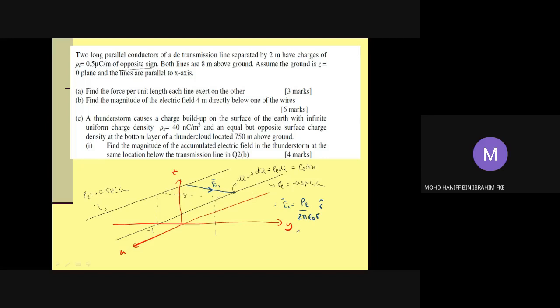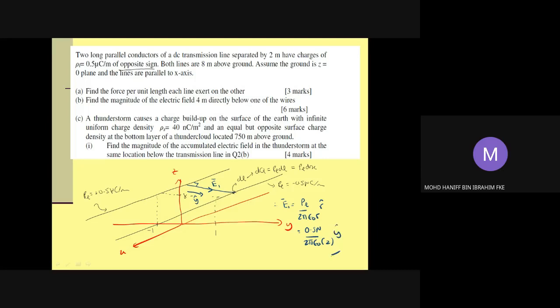So we can write E1 to be equal to 0.5 micro, which is positive, over 2 pi epsilon naught, and R is the radial distance. It's clear that the perpendicular distance between the two is equal to 2, so we have 2 as the distance R. The direction of R, from this positive rho L to the negative rho L, should be positive y. So we can simply substitute the direction of positive y.